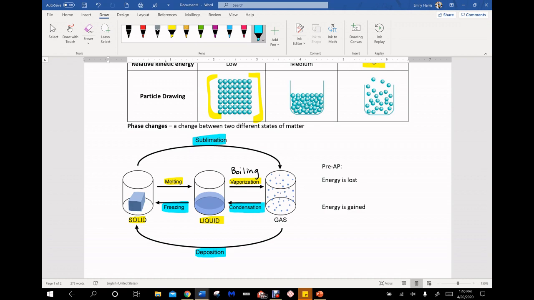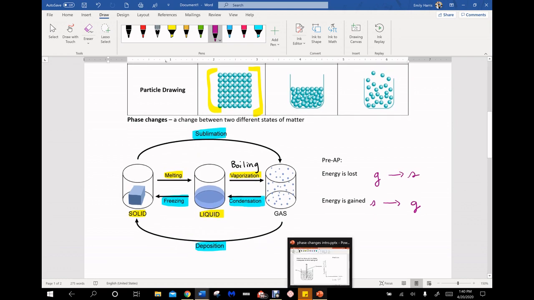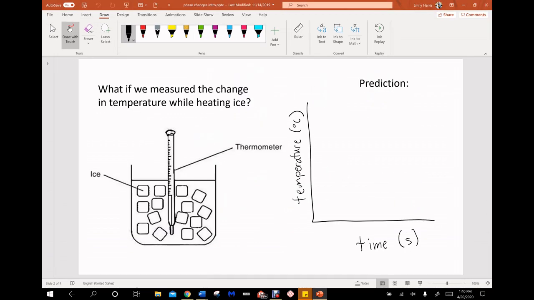Now, as we're going from a solid to a gas, we're having to put in more energy. Energy is being gained. So from a solid to a gas, energy is gained. Then, if you're going back from a gas to a solid, energy is being lost, or released, rather, along the way. So what we tend to do next in our lecture is I ask you a question based on an experiment.